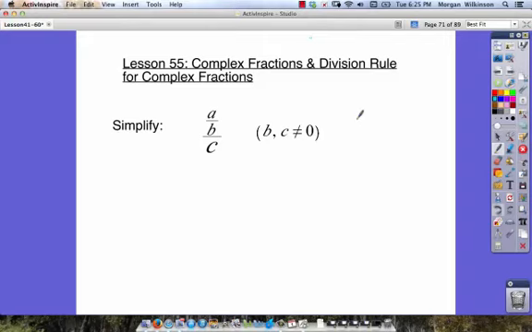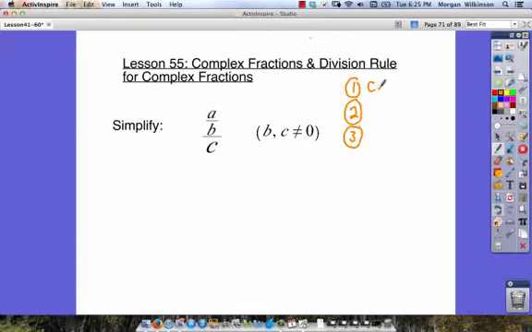Lesson number 55 is all about complex fractions and the division rule for complex fractions. Now, the division rule for complex fractions is something you already know. Essentially, the division rule boils down to this. It's 3 steps: 1, 2, and 3.